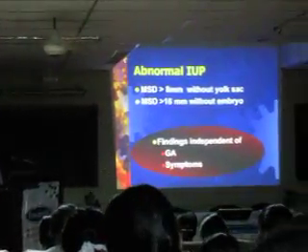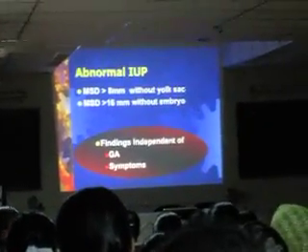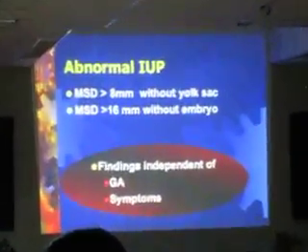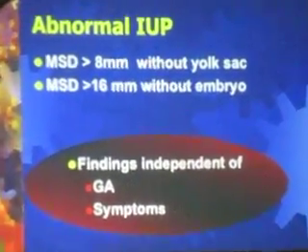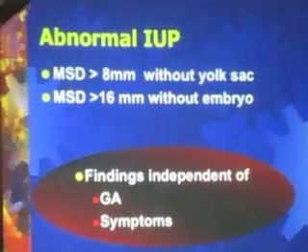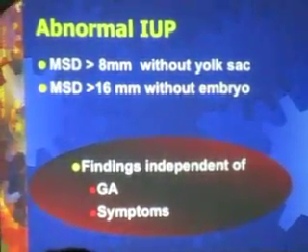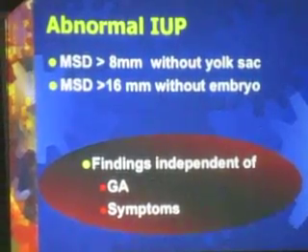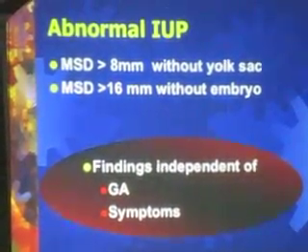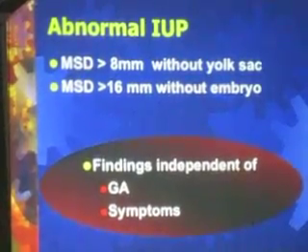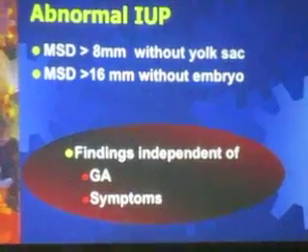Right. So a mean sac diameter greater than 8 millimeters without a yolk sac, or a mean sac diameter greater than 16 millimeters without an embryo, is always a failed pregnancy. These findings are independent of gestational age or symptoms. The patient may have no bleeding at all, she is absolutely asymptomatic, but I am seeing a sac 16 millimeters in size with no embryo inside. That means there is no point in waiting in this pregnancy. It is already a failed pregnancy.